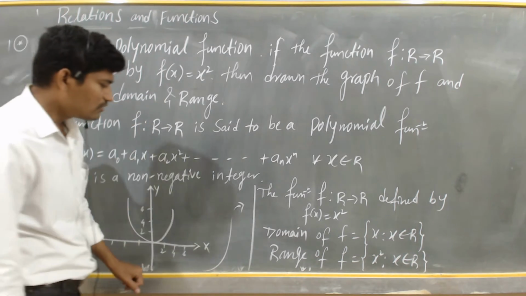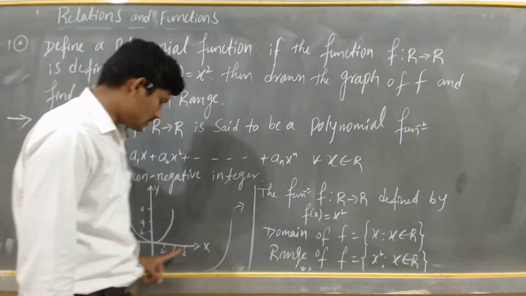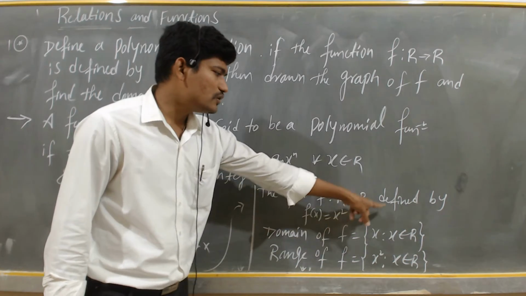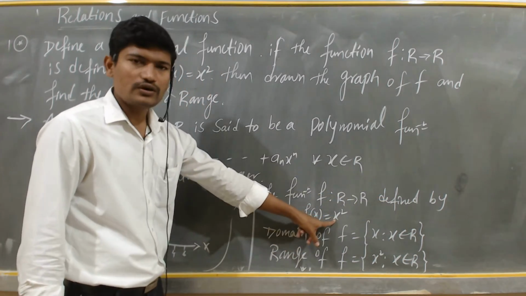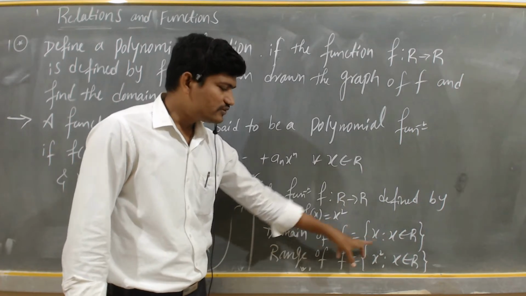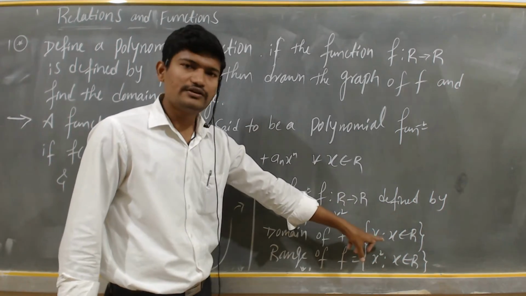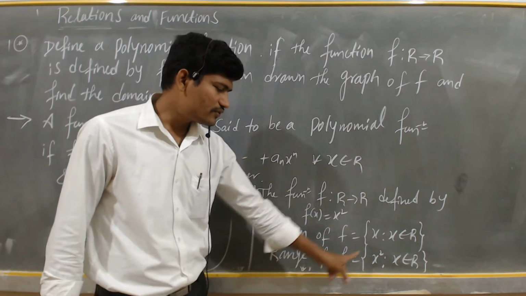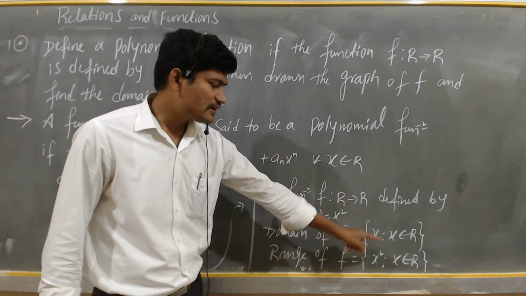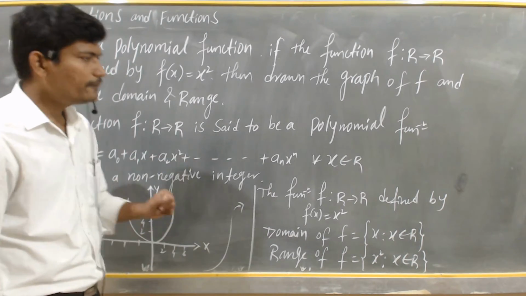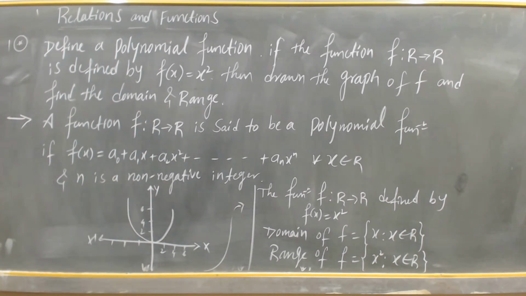This is the graph of the given function, and here is the continuation. The function f from R tends to R defined by f of x equal to x square, and the domain of f equal to R. This is a set builder form we explained here. You can write directly R also. And the range of f equal to x square such that x belongs to R. Here also the result will come R only. Okay, so this is your polynomial function.